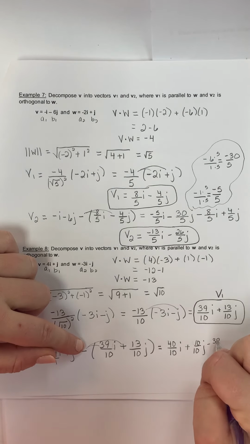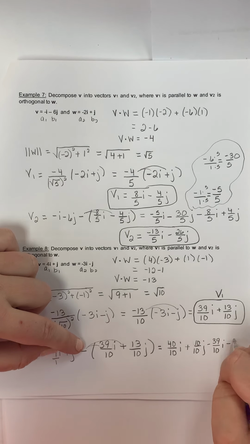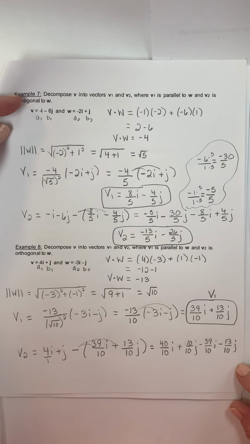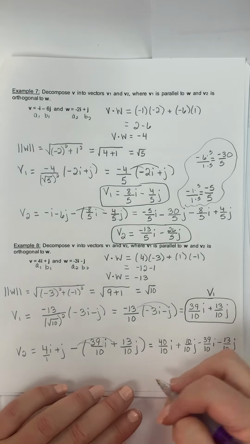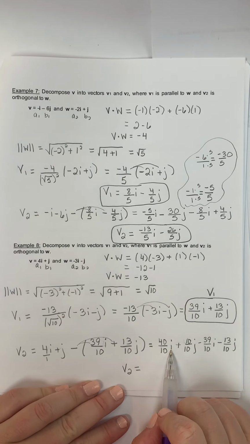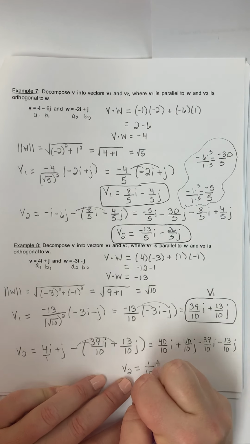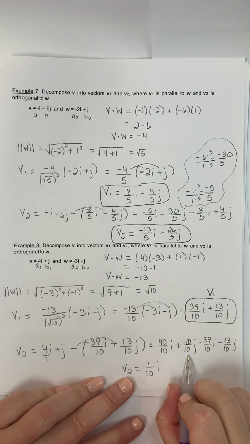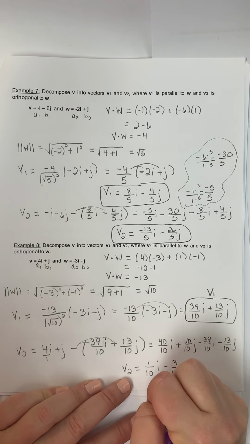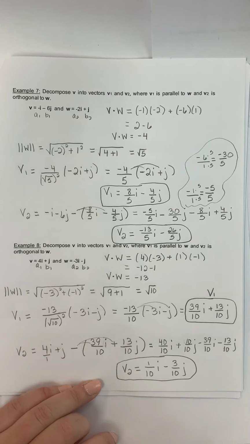Now I'm going to subtract 39/10 I, and I'm going to subtract 13/10 j. Can you still see that? Okay, good. All right, then we're going to combine. So 40/10 I minus 39/10 I is a positive 1/10 I. 10/10 j minus 13/10 j is a minus 3/10 j. And there's your vector 2.